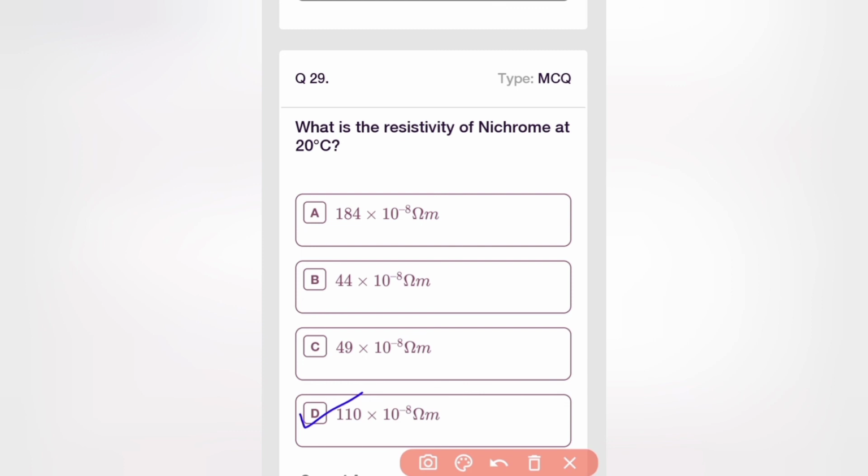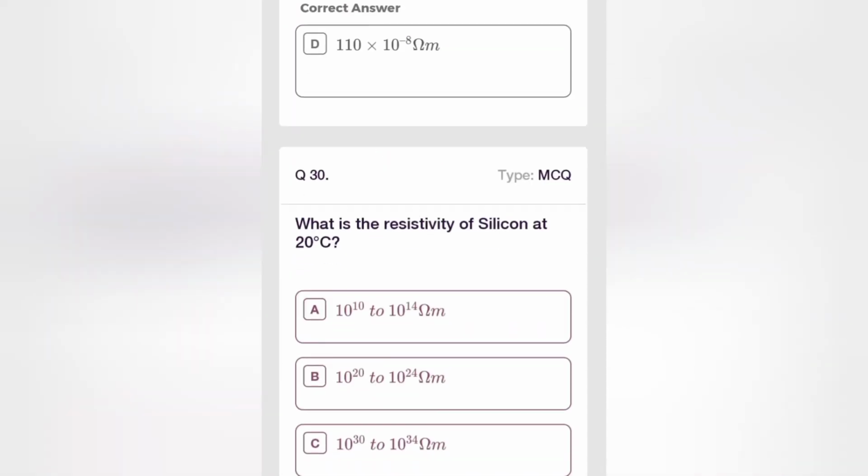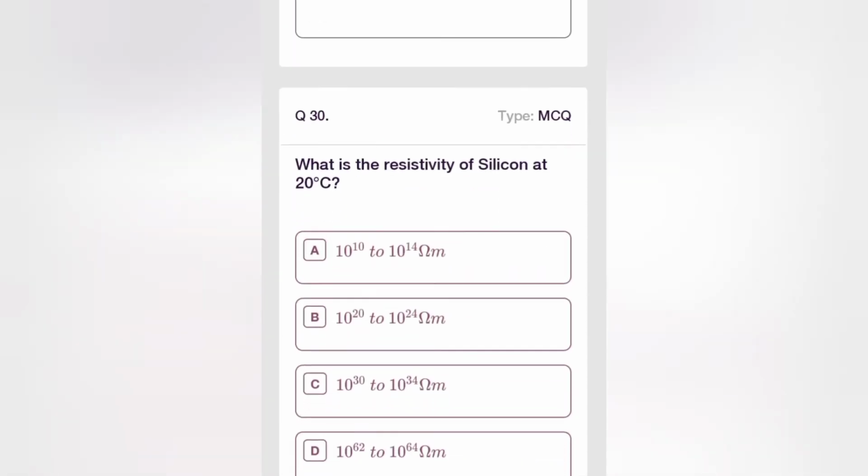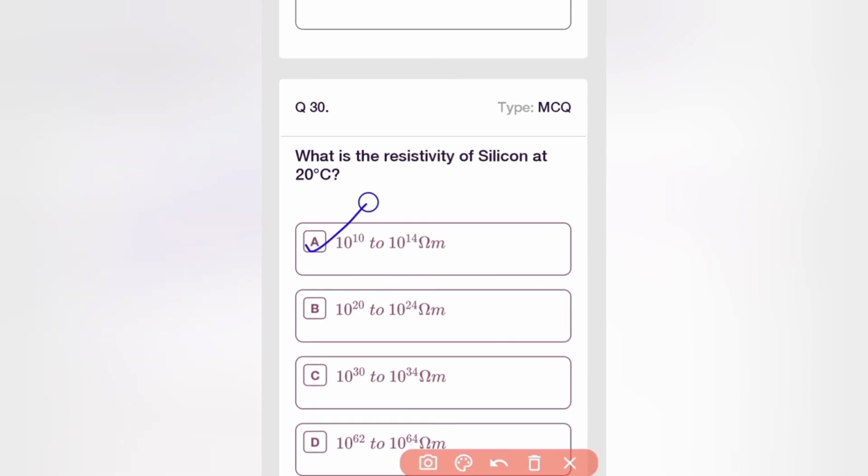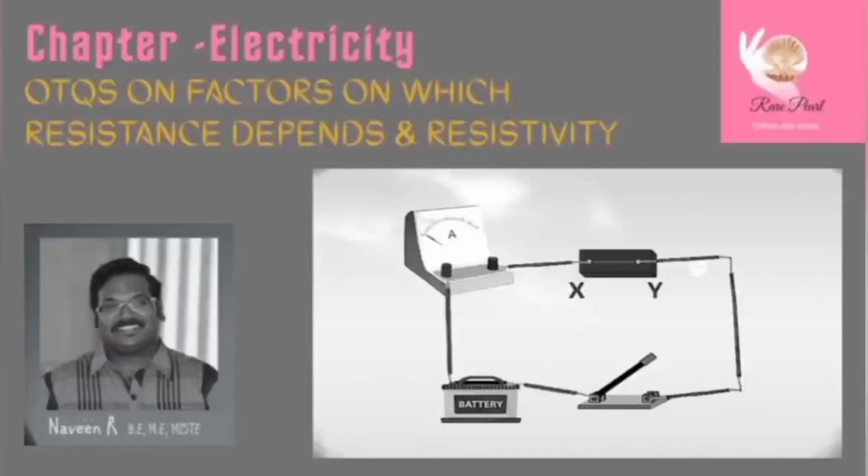Fine. So the next question, what is the resistivity of silicon at 20 degrees Celsius? The resistivity of silicon is going to be 10 to the power 10 to 10 to the power 14 ohm meter. Silicon is a semiconductor. I have discussed various objective type questions on factors on which resistance depends and resistivity or specific resistance.